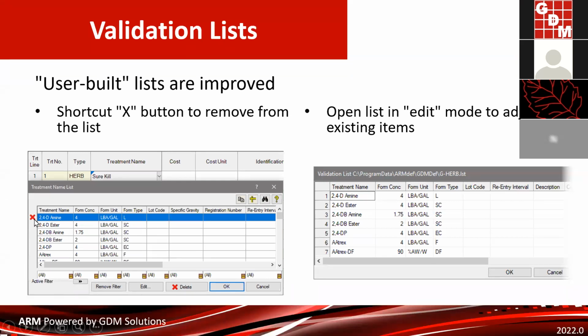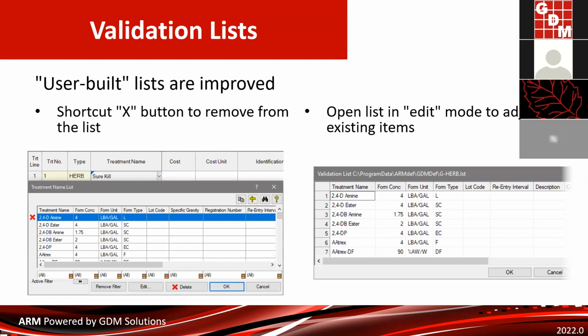So we have a little X button that will make it easier to delete an item from the list. And then we've also brought an edit button to the list. Basically that will open up the contents of everything you've built in that list, almost like it's an Excel, where you can just click into any cell and adjust a value if you need to. So that'll hopefully save some time.